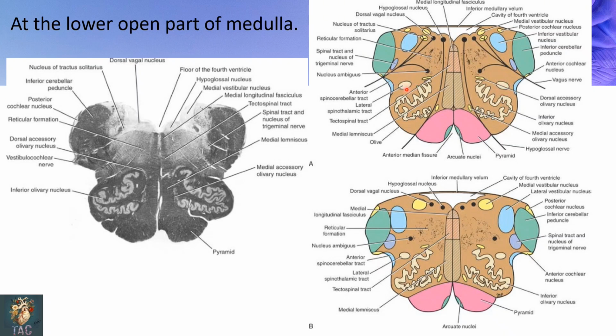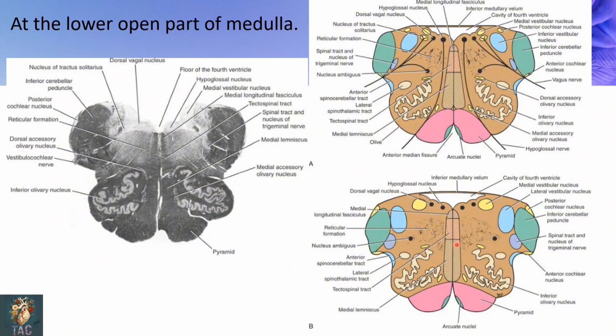You can appreciate this is the anterior spinocerebellar tract. These areas are the pyramids, and here you can see the arcuate fibers, and here you will see the external anterior arcuate fibers which will be present. The arcuate nucleus and the external anterior arcuate fibers. In the center you can see the medial longitudinal fasciculus, then the tectospinal tract, and then the medial lemniscus.